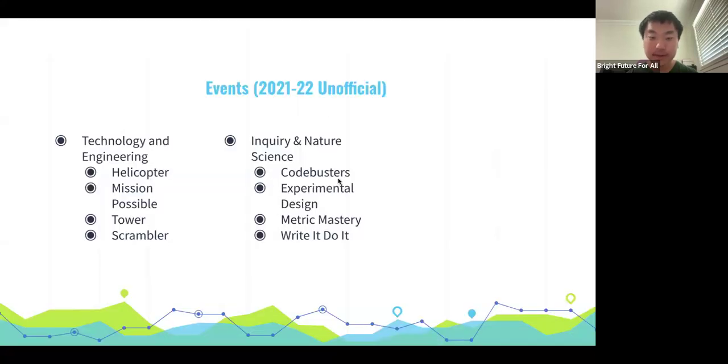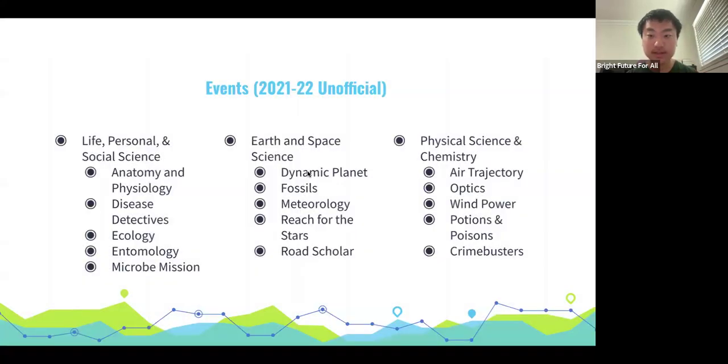For the longest time, Codebusters was a trial event. They were testing it out, seeing how it would do, and I think it's been here for a good 4 or 5 years now as an official event. So that's kind of cool, I guess.